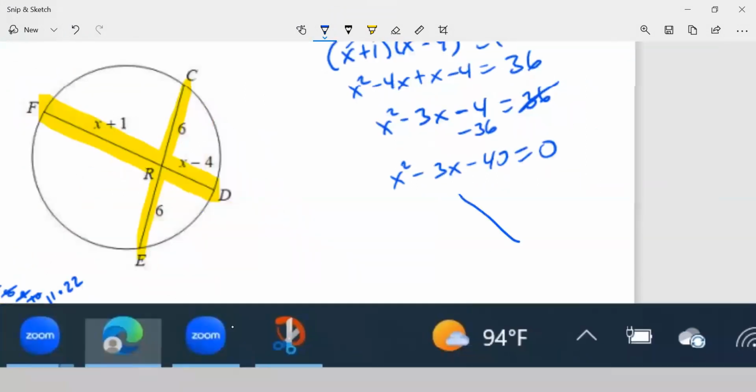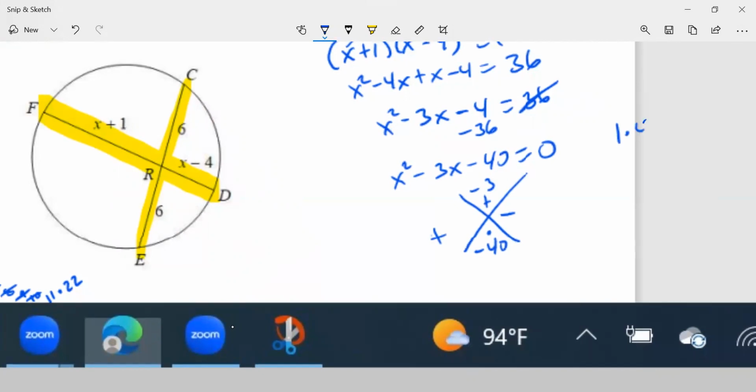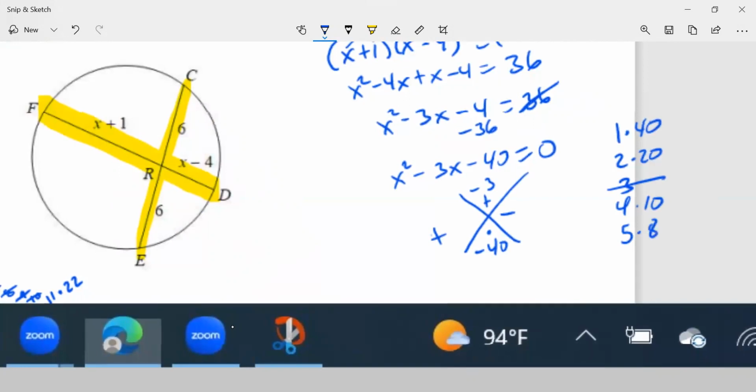Okay, so now let's see. I'm looking for two numbers that multiply to negative 40 and when I add them, equal negative 3. Because the product is negative, the signs are different, and I'm hoping you guys will say 5 and 8. The way I find out is 1 times 40, and then 2 times 20. 3 doesn't work. 4 times 10, and then 5 times 8. The big number should be negative, because when I combine them it's negative 3. So positive 5, negative 8.